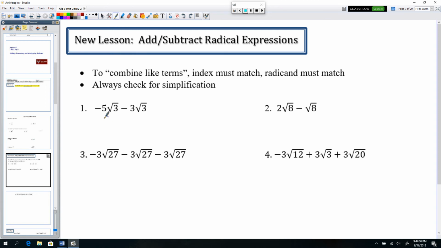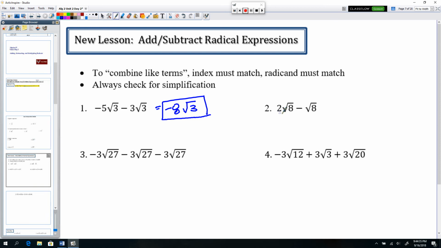So if we look at this first example here, negative 5 square roots of 3 minus 3 square roots of 3, we do in fact have square roots for both of these, and we have the square root of 3 for both of these. So I would call these something of a like term situation, and so we have negative 5 of them and negative 3 of them to make it a total of negative 8 square roots of 3. So it's kind of like having a variable to combine, okay? But they have to have the same radicand and they have to have the same index.